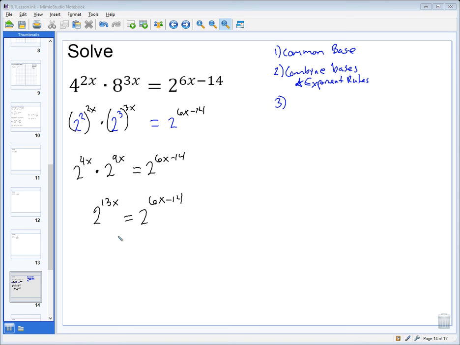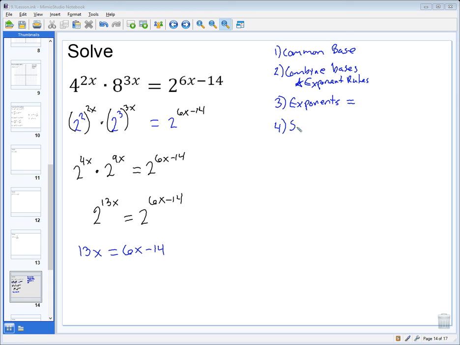Now the next step, notice that the bases are the same. So we have a single base on the left, we have a single base on the right. So once we have that, we know that the exponents must be equal to each other. So we're going to take the exponents and we're going to make them equal. Or in other words, 13x is going to be equal to 6x minus 14.